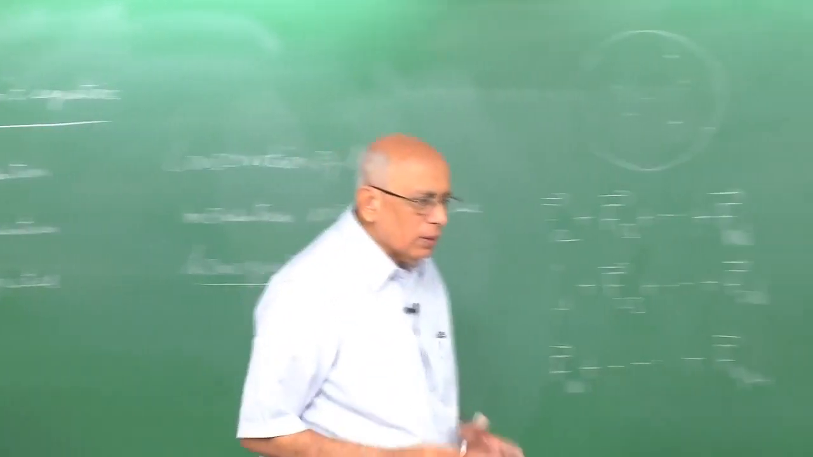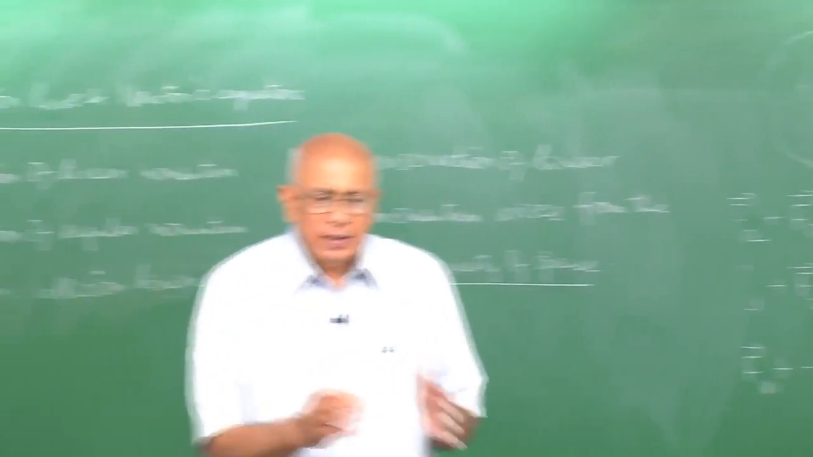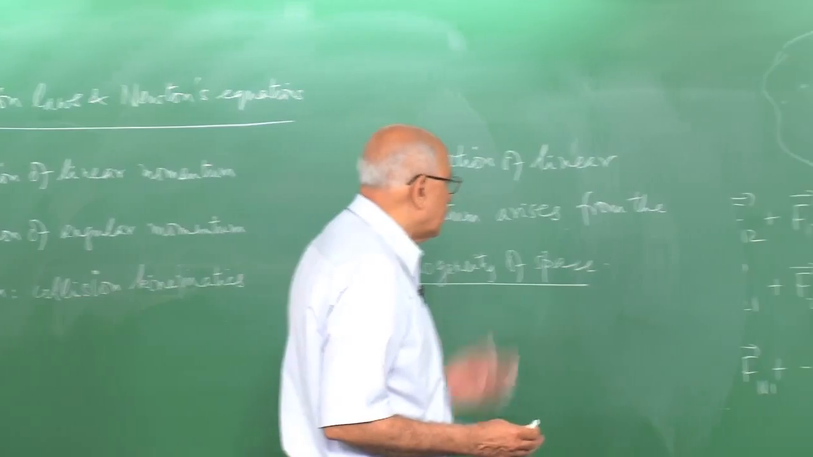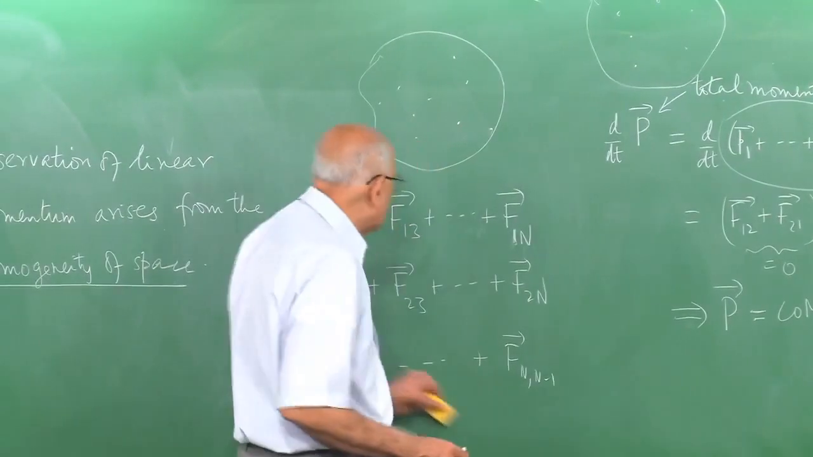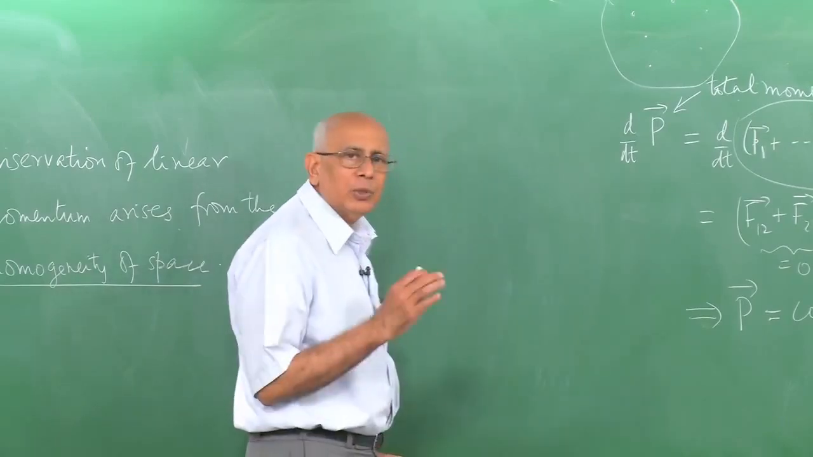When you have nothing going on in this space, then we believe that space is exactly the same at different points in space. Nothing changes. But then the presence of external forces, the presence of fields and so on will break this homogeneity. And here's a simple example to show how.